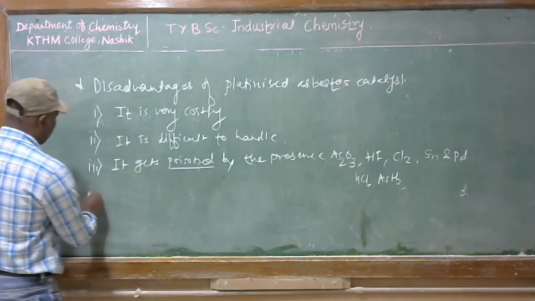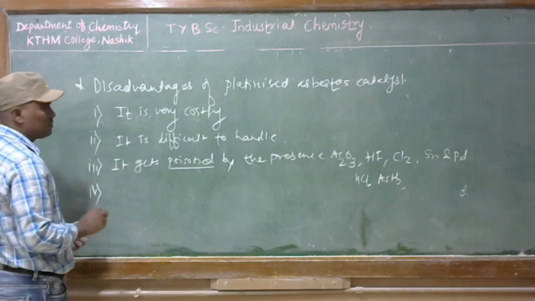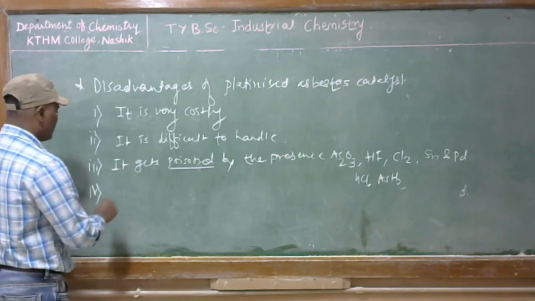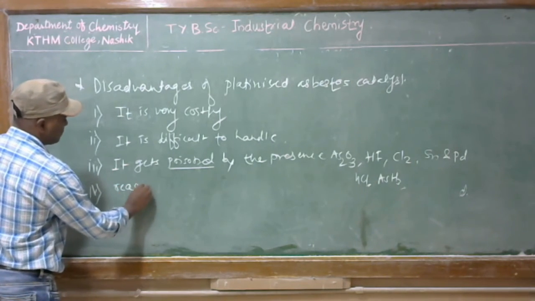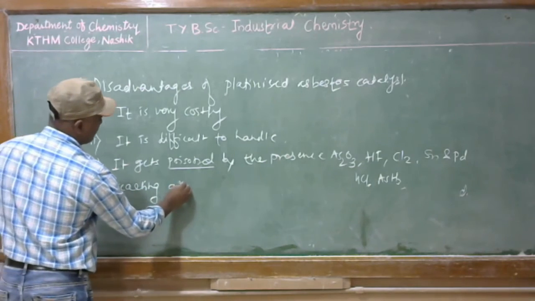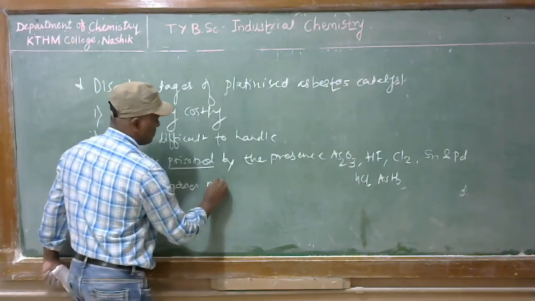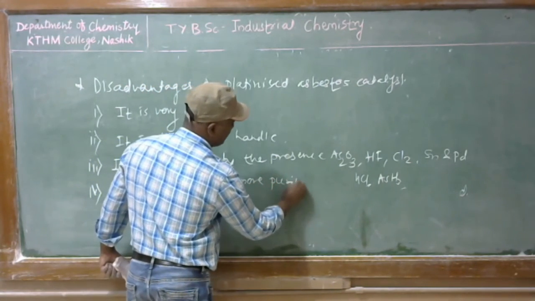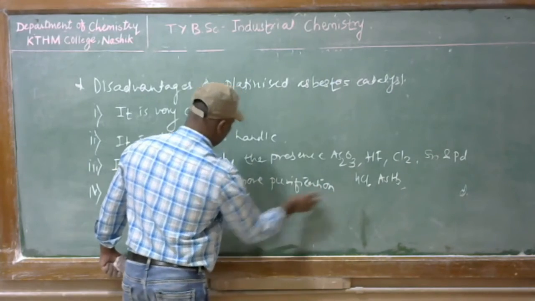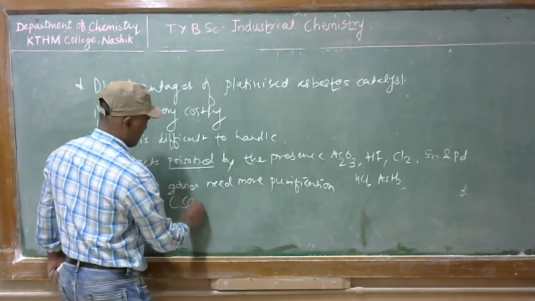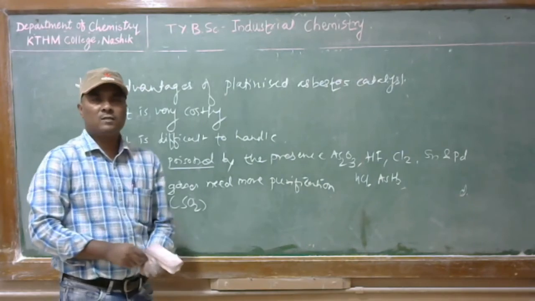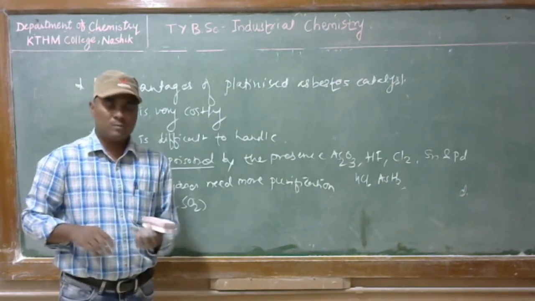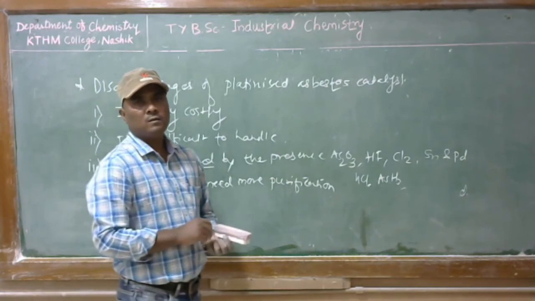And because of these impurities present with this catalyst, the reacting gases need more purification. Means SO2 gas needs more purification when platinized asbestos catalyst is used in the reaction.